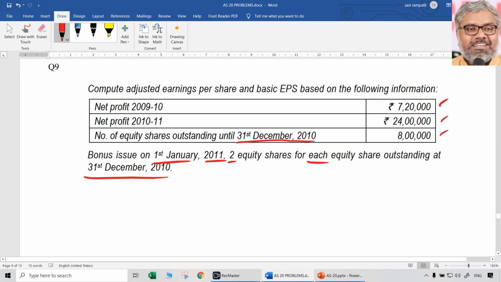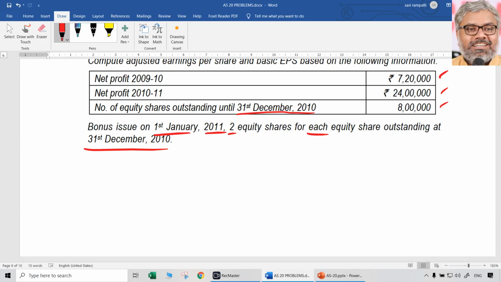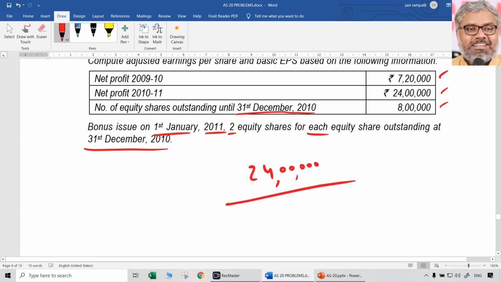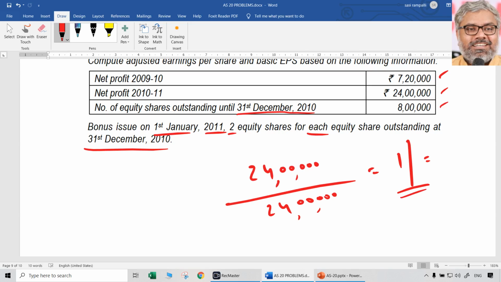See, as far as the current year's EPS is concerned, that has to be calculated like this, though it is not asked. 24 lakhs is the current year profit divided by the total number of shares. For bonus shares, we have to take them as if they are issued from the beginning of the year. The date does not matter for them. So 8 lakhs already there, and 2 shares for each equity share are issued. 2 for each 1 share outstanding. That means 16 lakhs shares would have been issued. So 16 plus 8, 24 lakhs will be the denominator. That means the current year EPS is 1 rupee per share.